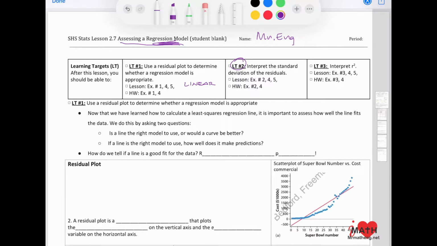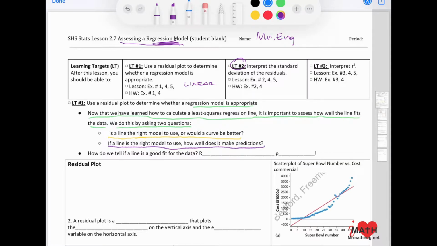Okay, so for learning target number 1, using a residual plot to determine whether a regression model is appropriate. Now that we've learned how to calculate a least squares regression line, it is important to assess or figure out how well the line fits the data. We can do this by asking 2 questions. Is the line the right model to use, or would a curve be better? And if a line is the right model to use, how well does it make the predictions?